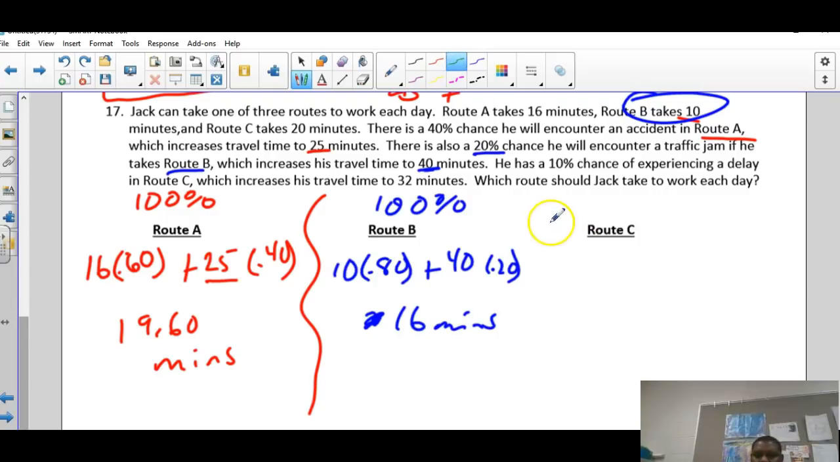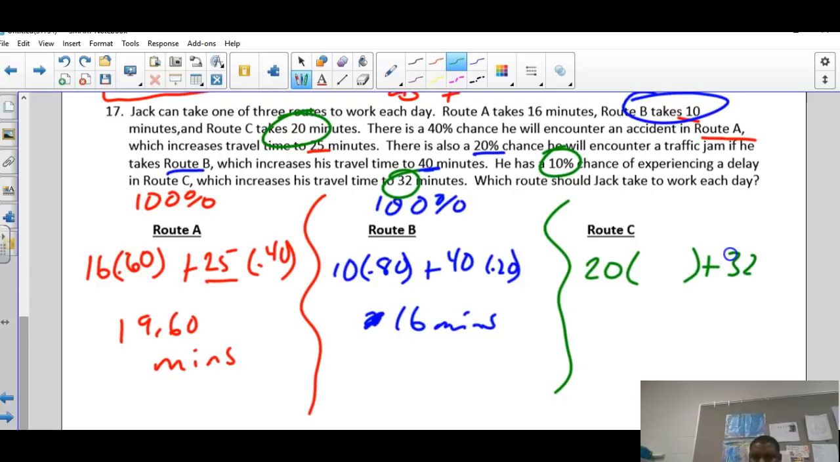And lastly, part C. C will normally take 20 minutes. But there's a 10% chance that there's a delay on route C, which increases to 32 minutes. So normally it's 20 minutes, but there's a traffic jam that's going to make me take 32 minutes, and it's a 10% chance, 0.10. So that means out of 100%, 100 minus 10 is 90. 90% chance that it'll only take me 20. And when I do that, I get 21.2 minutes, okay?